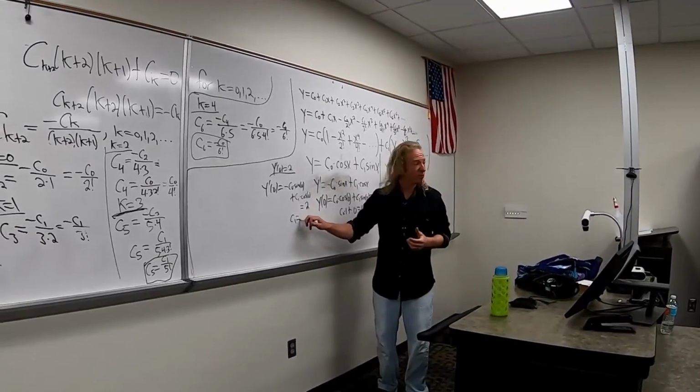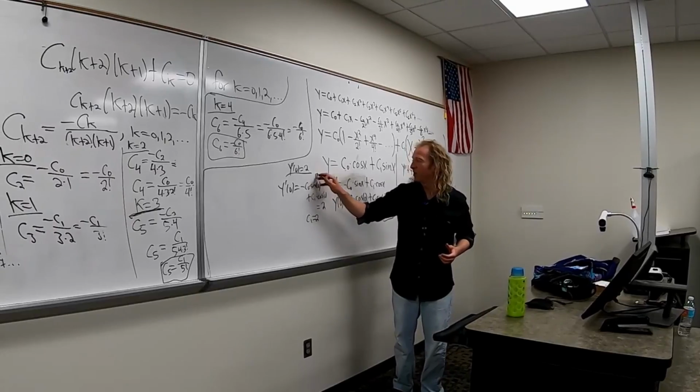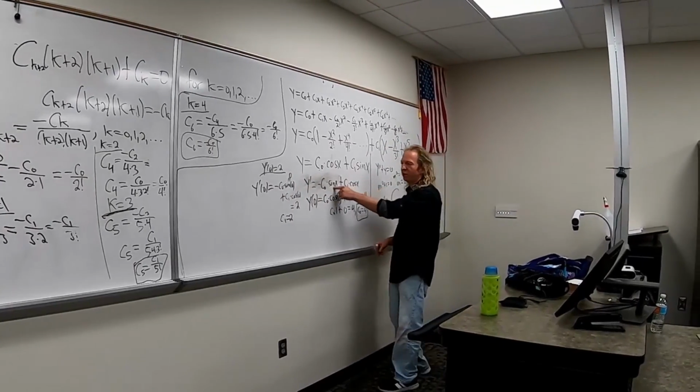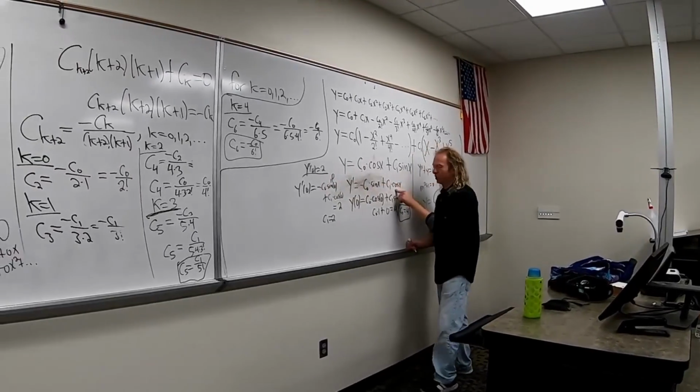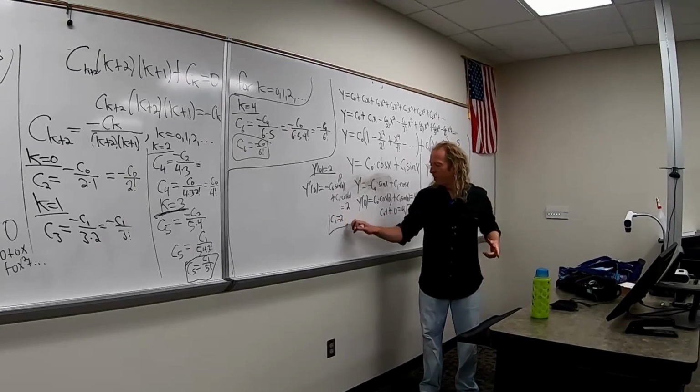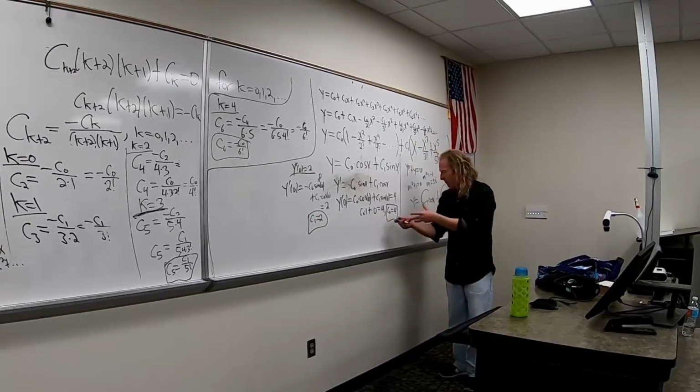So C1 is 2? Yeah, because this is 0, right? Sine of 0 is 0. Cosine of 0 is 1. So putting a 0 here, this goes away. Putting a 0 here, we get cosine of 0, which is 1. So we get C1 equals 2. So now we have C sub 0 and C1.